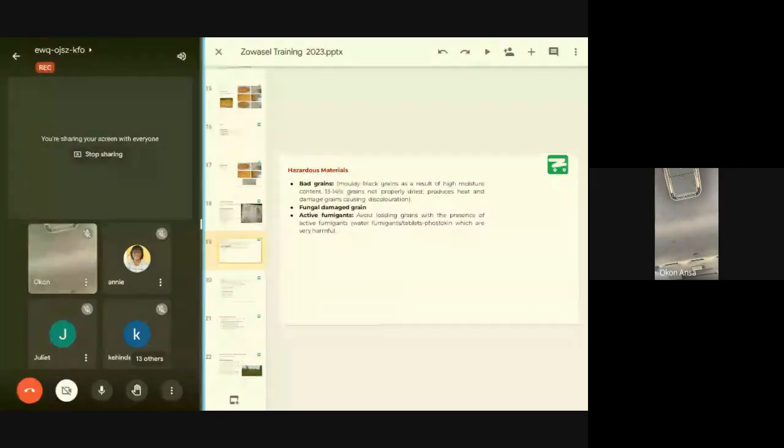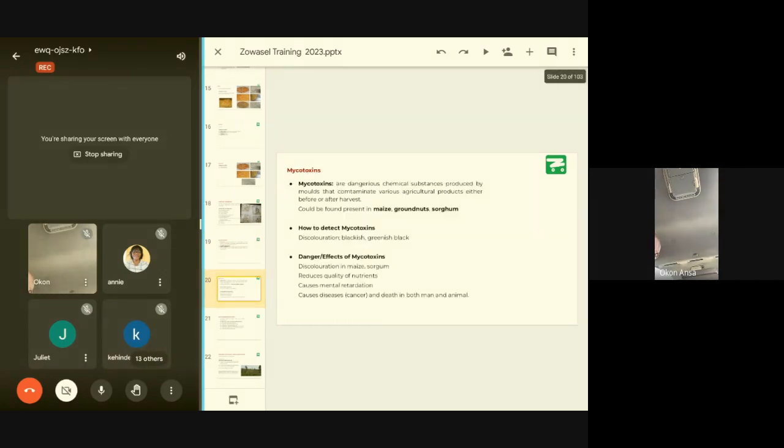So also it's very important to highlight some hazardous materials. Bad grains as a result of high moisture content mold and change color, and this occurs when the grain is not properly dried. Fungal damaged grain is not accepted. They're hazardous to human health and not fit for consumption. Active fumigants like phostoxin, the tablets used in preserving grains and to prevent weevil infestation, are very harmful. So at the point of supply, let's ensure that it's very minimal or probably absent before supply.